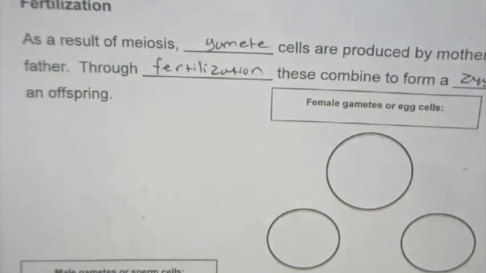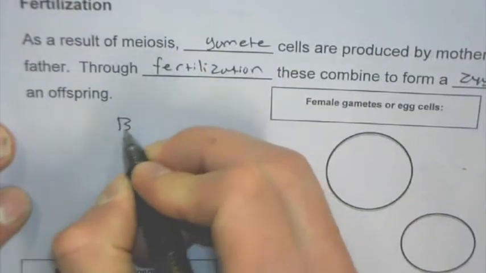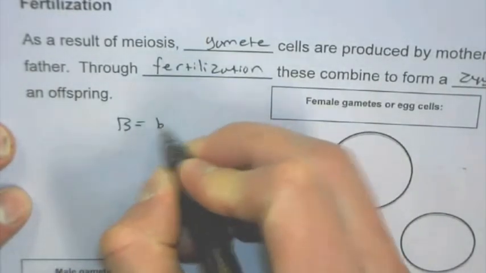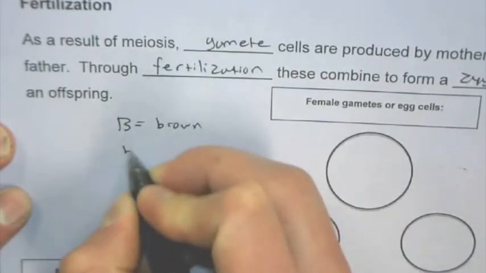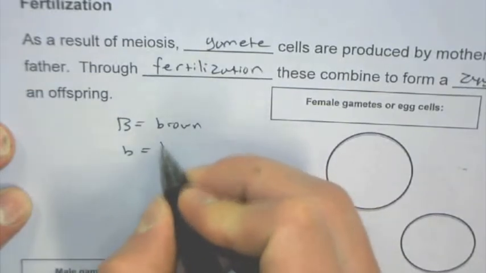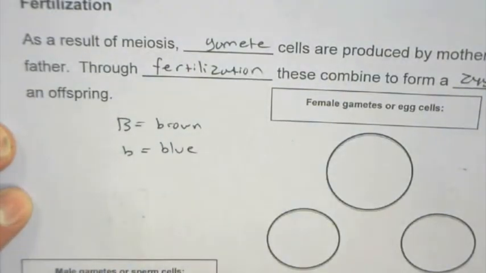Now, using what we talked about with meiosis and using the simple eye color, capital B equals the allele for brown eyes, and lowercase b equals the allele for blue eyes, we're going to take a look and see if it's possible for two brown-eyed individuals to have a blue-eyed child.